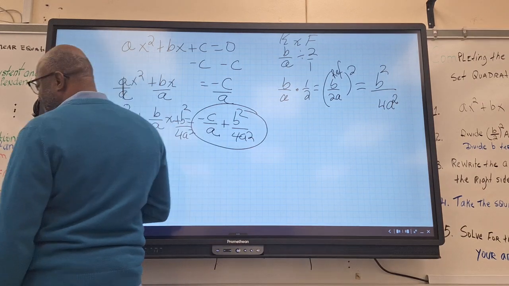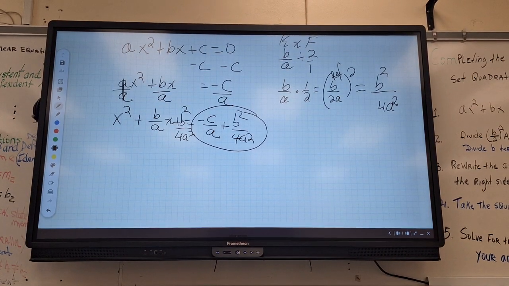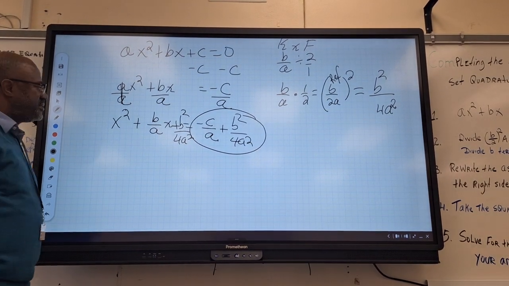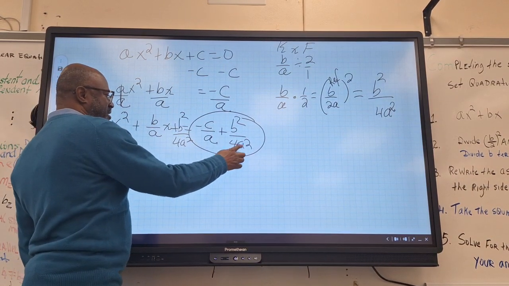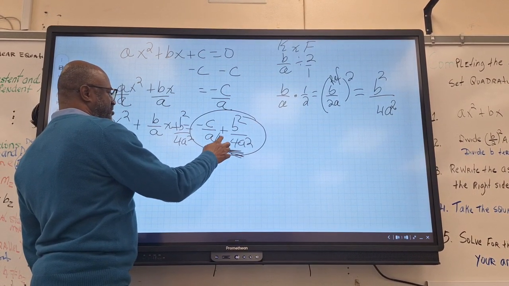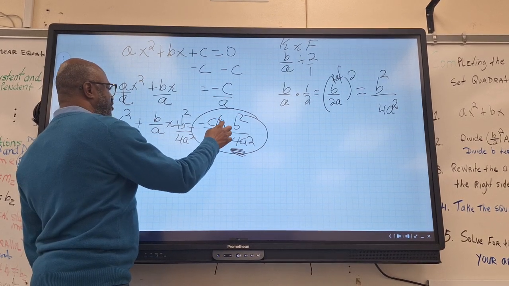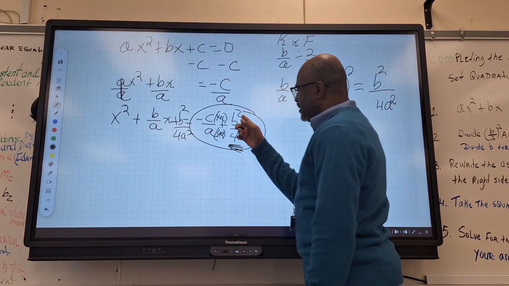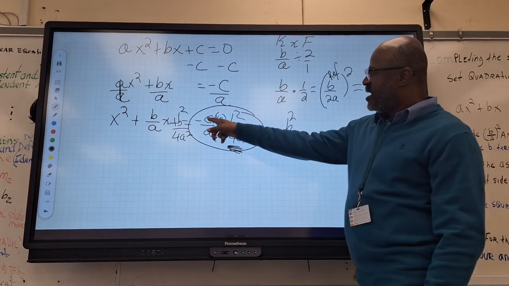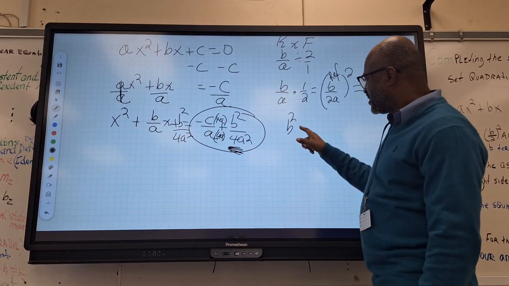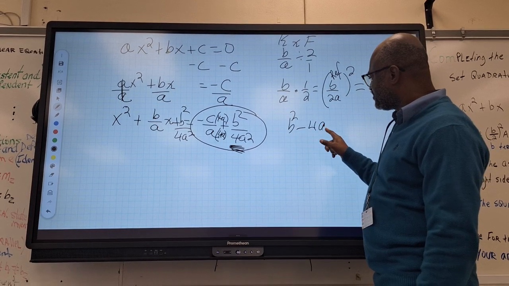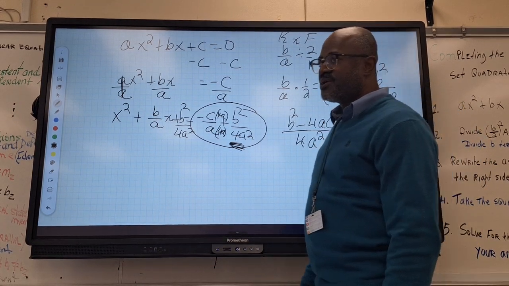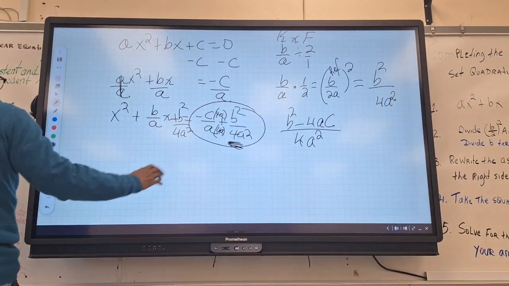Here, this needs to be simplified into one fraction. Right? In this case, what will be your common denominator? 4A squared. This needs to have 4A squared. Therefore, you need to multiply by 4A. So this can become 4A squared. Right? This, you will have B squared. What is minus C times 4A? That will give you negative 4AC over 4A squared. So when you combine that, that's what you should have.